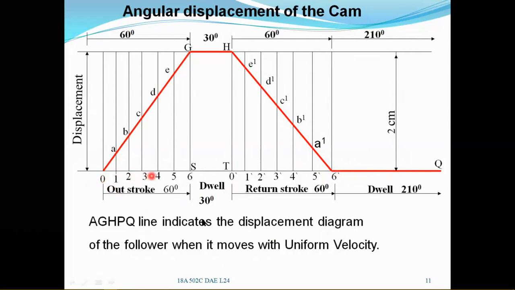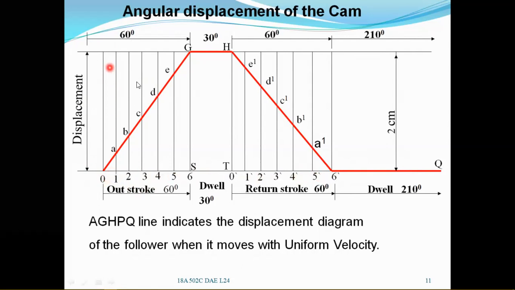So divide this. On the y-axis, let us draw the displacement line, displacement that means lift, the stroke of the follower on the y-axis, 2 centimeters, that is 20 mm, and divide this distance, outstroke as well as return stroke, into the same number of parts, that is an even number of parts. Here he has taken 6 parts, and here also 6 parts.